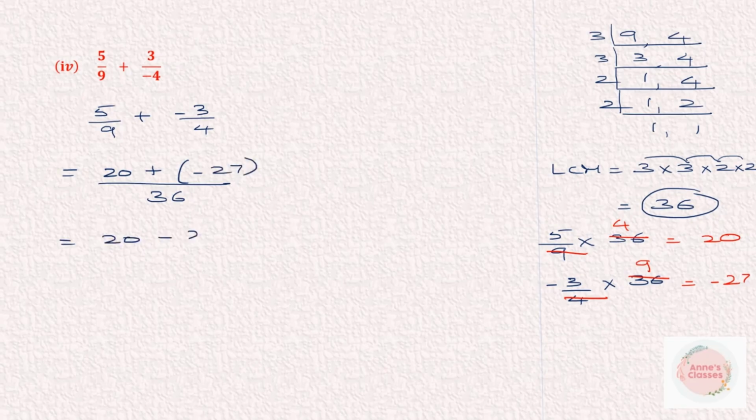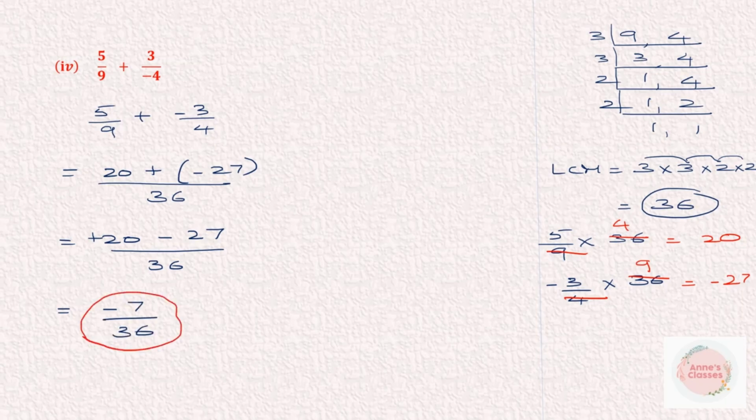20 minus 27 by 36. So this has a plus sign and the other one has a minus sign. Signs are different. So put the sign of the bigger number and subtract. 27 minus 20 is 7 by 36. Final answer, minus 7 by 36.